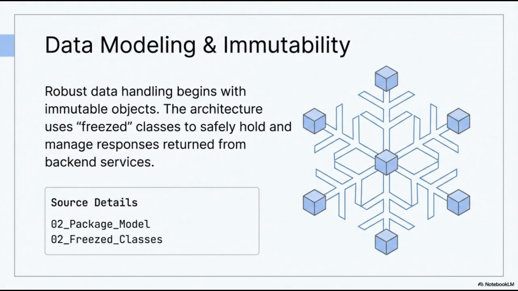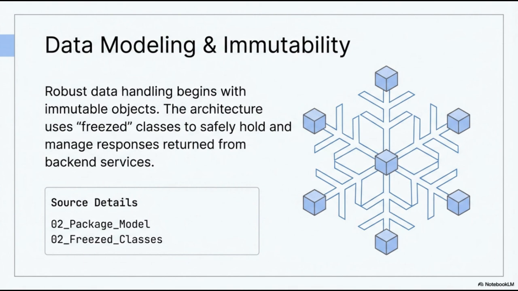Data modeling and immutability are foundational to achieving robust data handling. By utilizing immutable objects, we ensure that data remains consistent and predictable throughout the application lifecycle. Our architecture specifically leverages freezed classes to safely hold and manage responses returned from backend services, which minimizes the risk of unintended side effects.